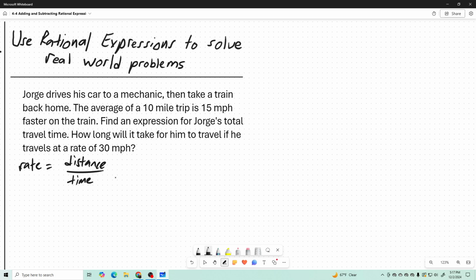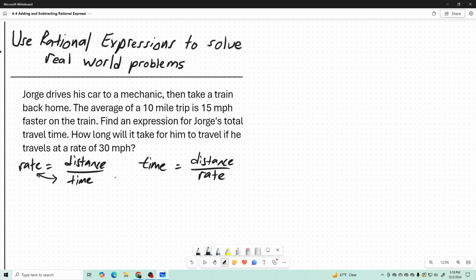Perfect. Now, this is what's important, right? Is it saying how long will it take for us to travel at a rate of 30 miles per hour? So if we're looking for how long it's going to take for us to travel, we're looking for time, right? So we want to rearrange this formula so that we're finding time equals something. If we multiply both sides by time, then divide both sides by rate, hopefully you've seen this pattern before where these can just switch spots. So time equals distance over our rate.